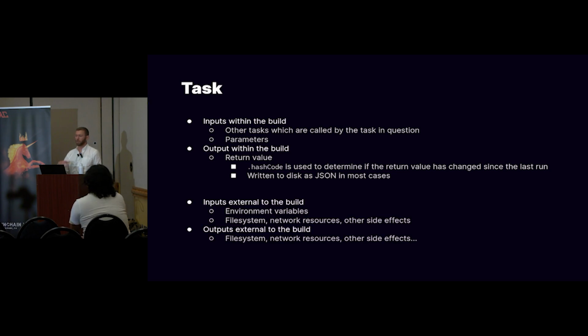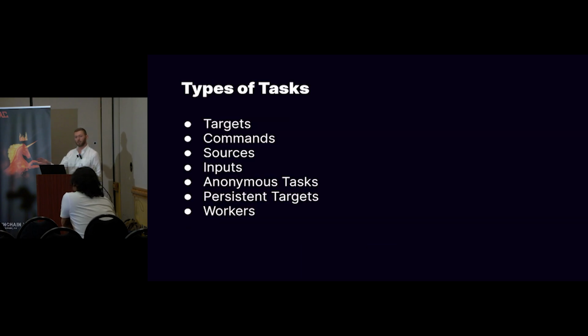So those things within the build are what are cached. Outside of the build, you can have inputs like environment variables, things on the file system, things on the network, all your other side effects, and likewise, all those things can also be outputs of the build. So if you're running a Flyway module, it's going to run a database migration, and that's going to be external to the build.